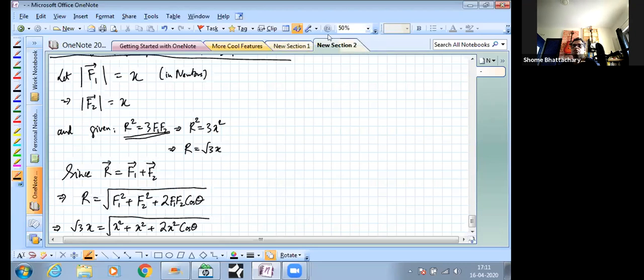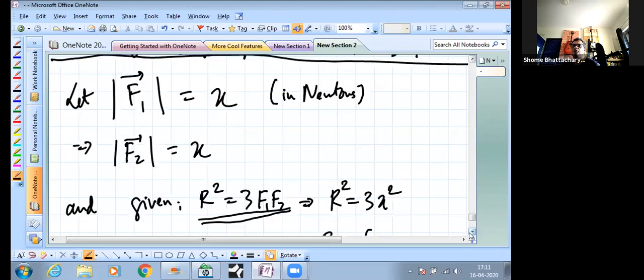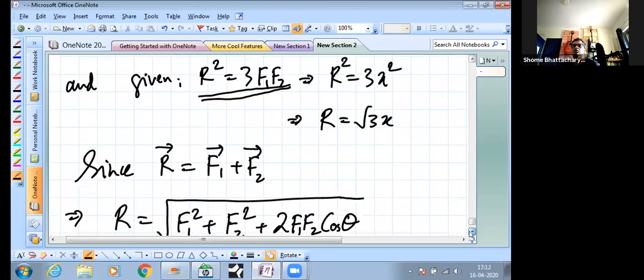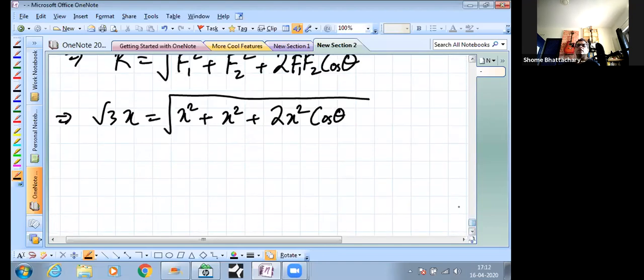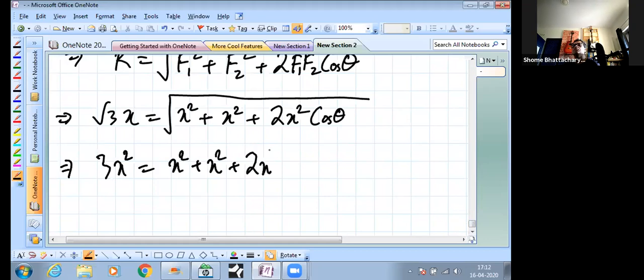Okay, so while everybody else is also solving this, I will just take the steps forward. So next step, what we'll get over here is this. Squaring both the sides, we will get 3x square is equal to, on this side, x square plus x square plus 2x square cos theta.